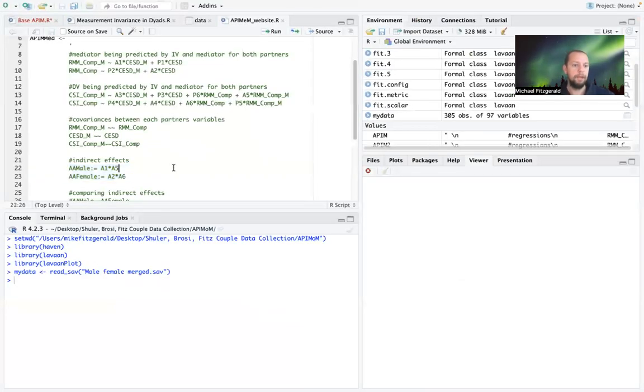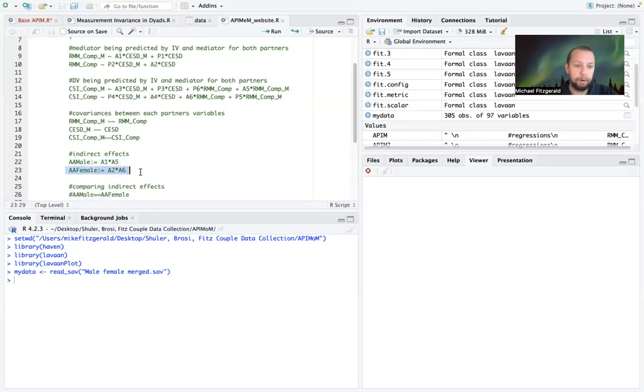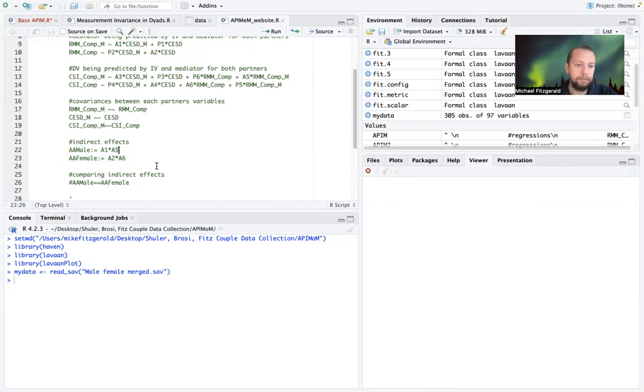All right. So we are estimating, again, A1 times A5 to specify that indirect effect. So that's this parameter here. So this is CSI for males being predicted by relationship mindfulness for males. And then we have A1 here. And so this is relationship mindfulness being predicted by male depression. Right. And so we've also done that for females.